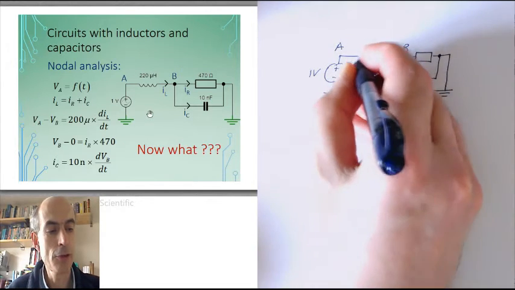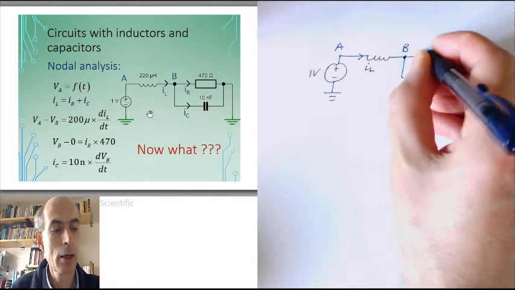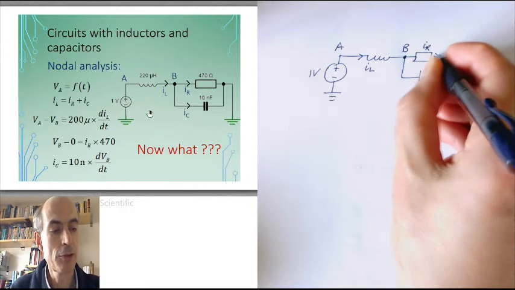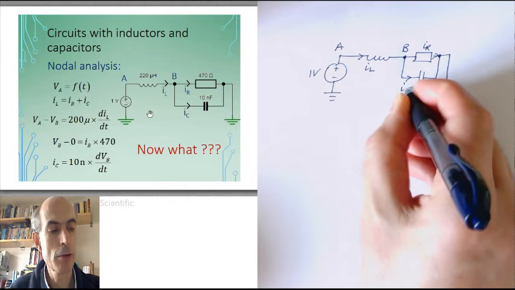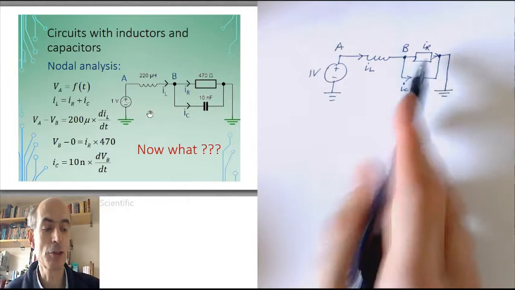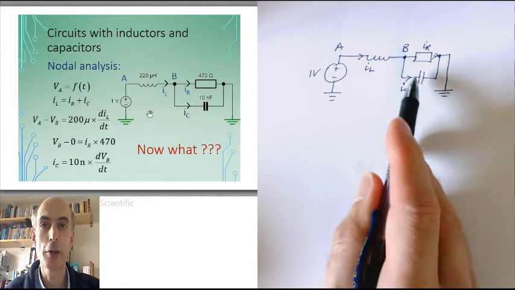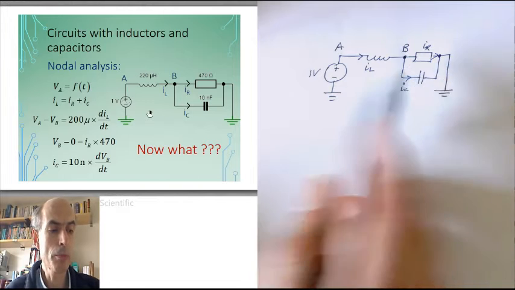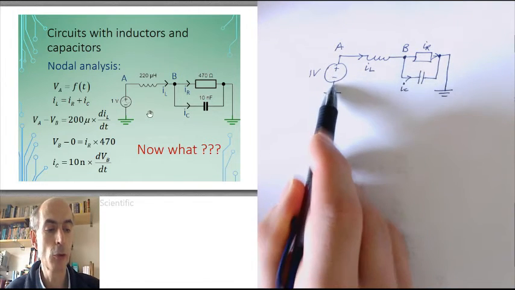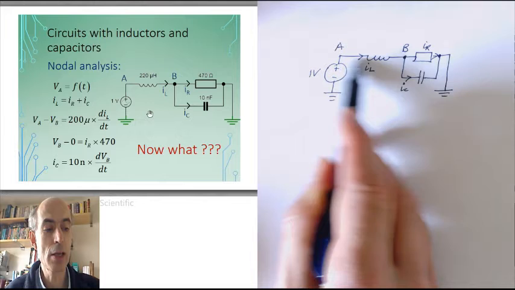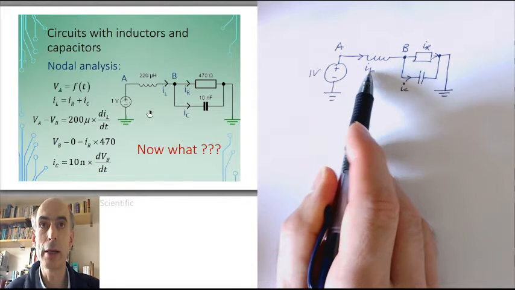I'll label the currents IL, IR, and IC, making sure that I clearly label the directions in which these currents are flowing. I won't bother to label the current through the voltage source because I can see that it's just going to be equal to IL.